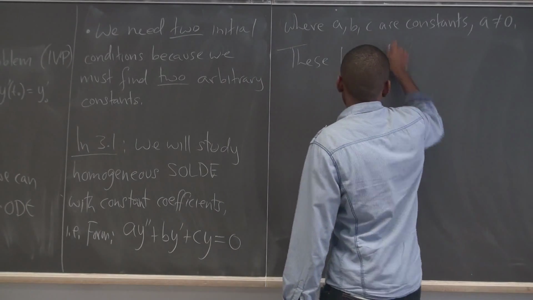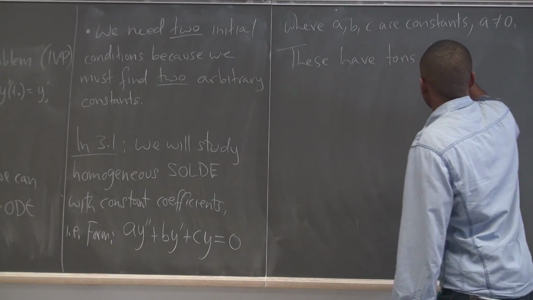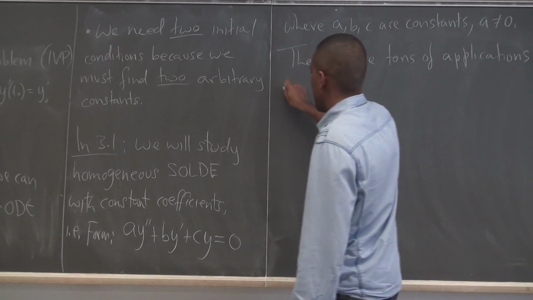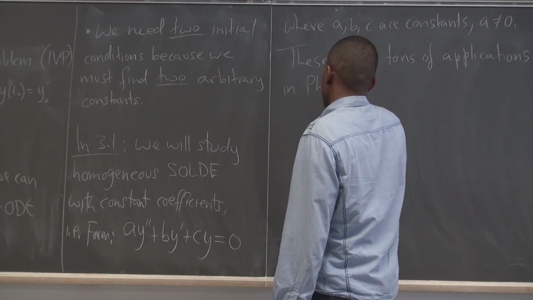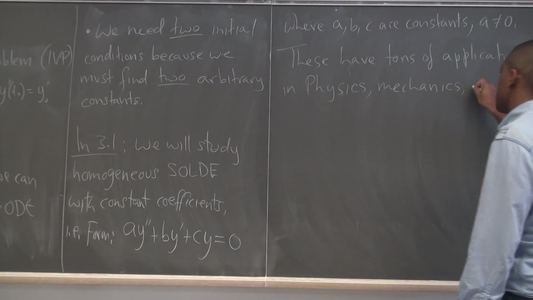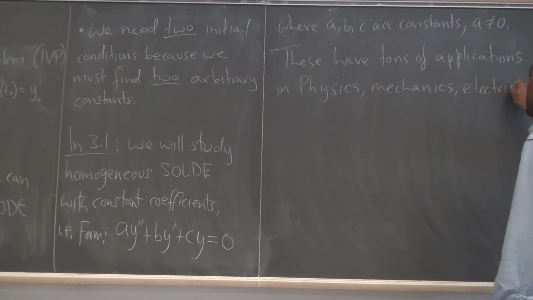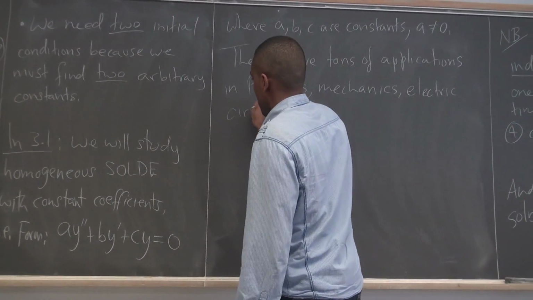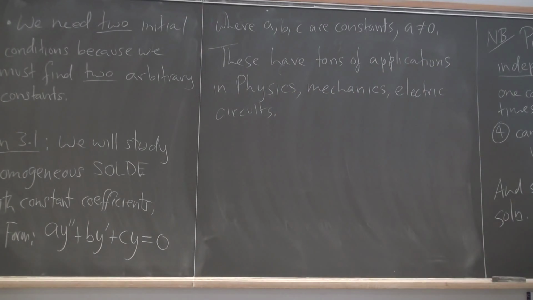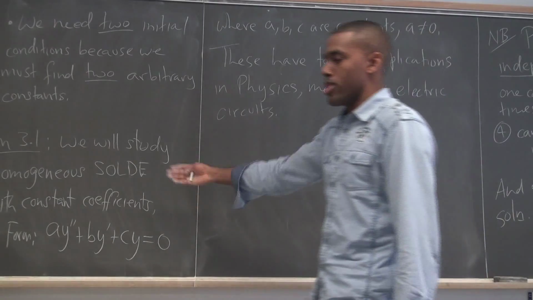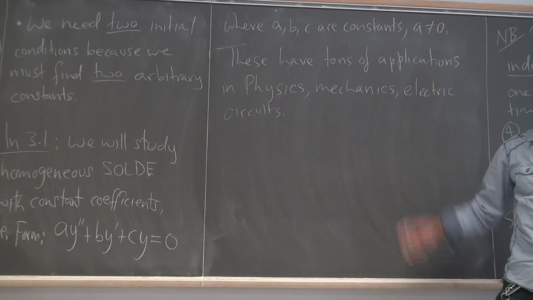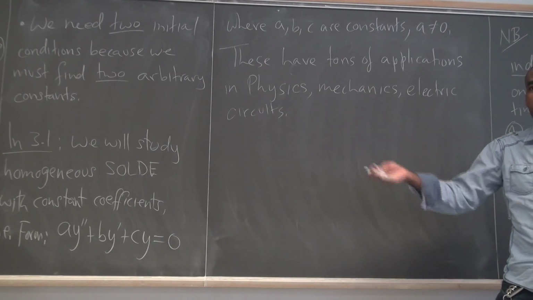these are worth studying because they have tons of applications. All over the place. Physics, mechanics, electric circuits. When you take physics 1 and you get those equations of motion, where do they come from? A second order linear differential equation with constant coefficients. You assume the acceleration was equal to gravity. Basically, you're assuming that y double prime is a constant.